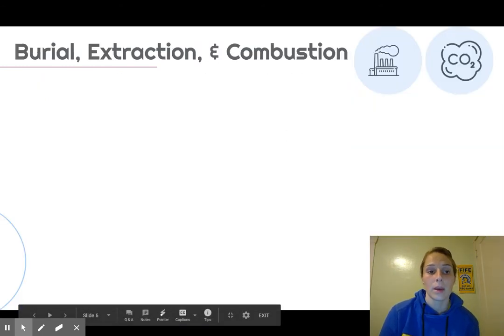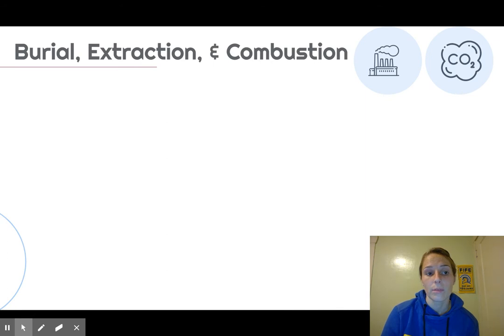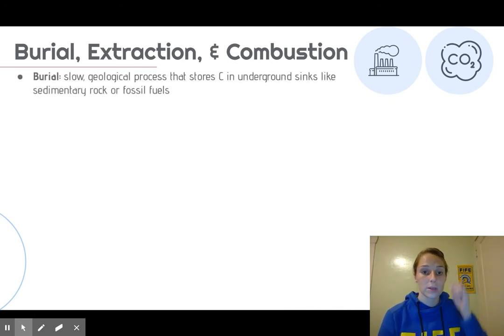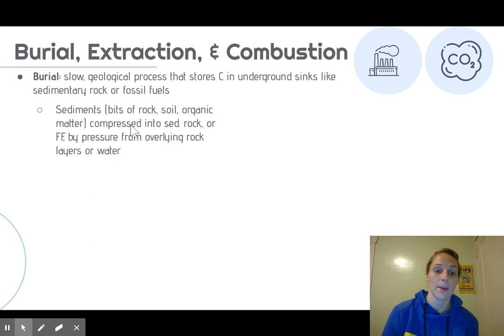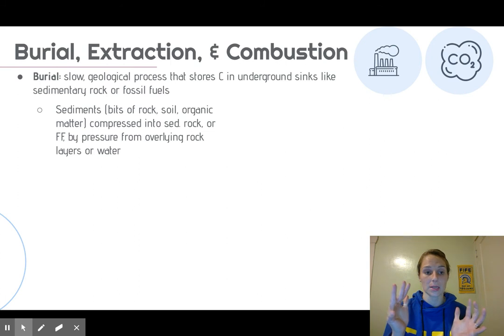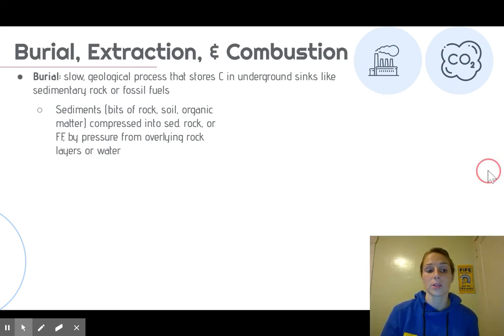Now we also have burial, extraction, and combustion involved. So like I said, burial is very slow. It stores carbon in underground sinks like sedimentary rock, but also fossil fuels. And this is just kind of a recap of the last slide where I covered the fact that it's compressed into that sedimentary rock from pressure from the ocean. So it's just really compact and it's pressing it down. And this creates rock, but it also creates fossil fuels.